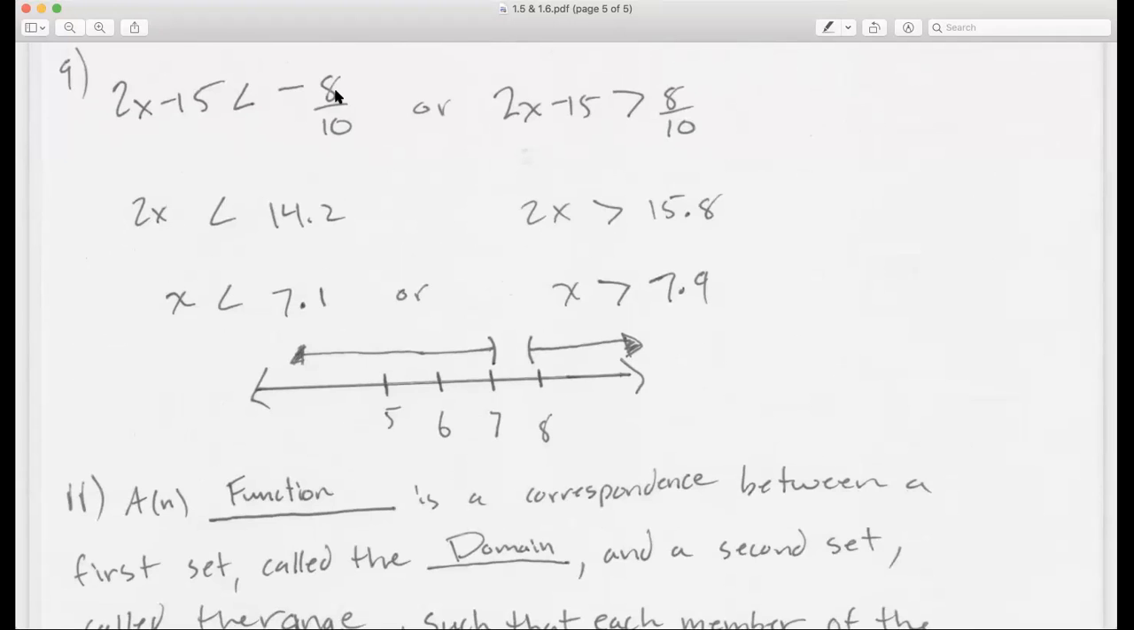I converted negative 8/10 into 14.2, and by doing so, I had to add 15. So I added 15 to both sides to get this. Divided by 2, I got x less than or equal to 7.1. So this one's taken care of. Now we come here, add the 15 to both sides, you get 15.8. Divide by 2, you'll get 7.9. And this is what the graph looks like.